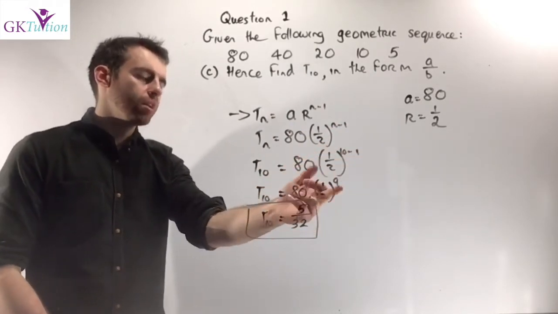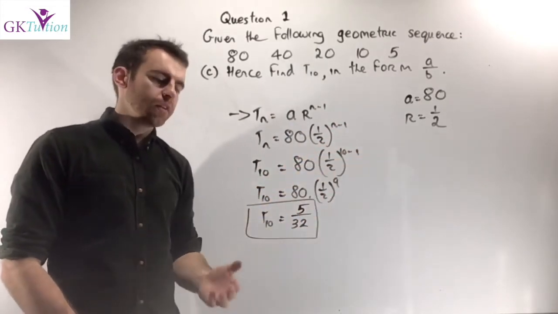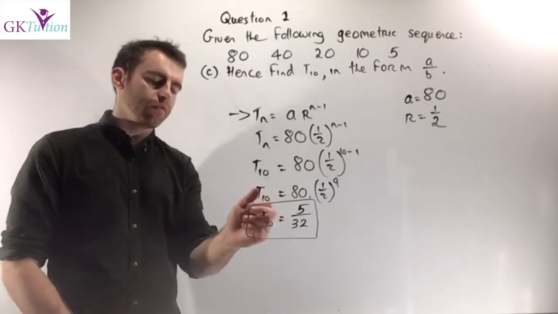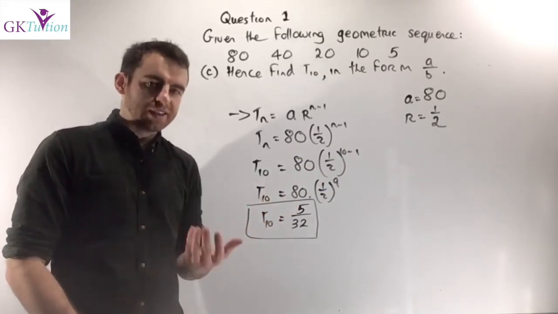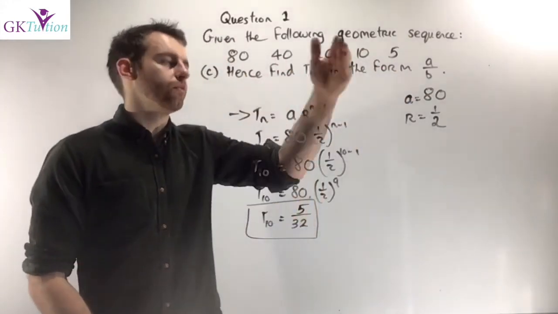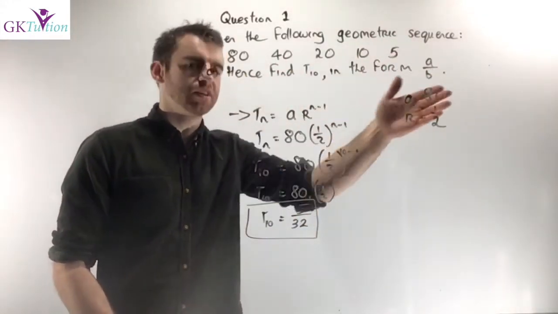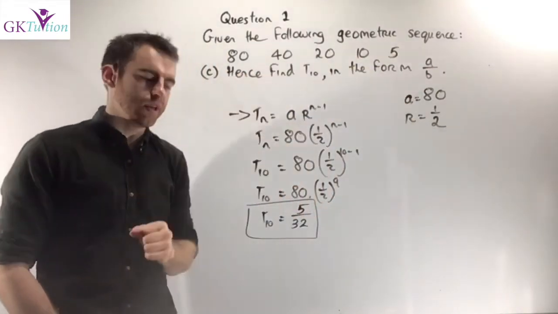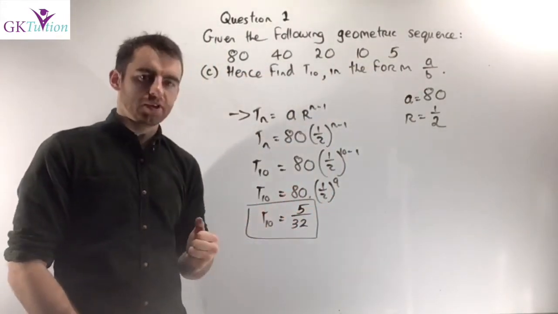10 minus 1 is 9, and if you plug that into your calculator, the 10th term in this sequence must be 5 over 32. Obviously, it is acceptable in a question like that to actually just continue on your sequence. If you just kept multiplying by a half each time, you would work out what the 10th term is, and it would have worked out as 5 over 32.